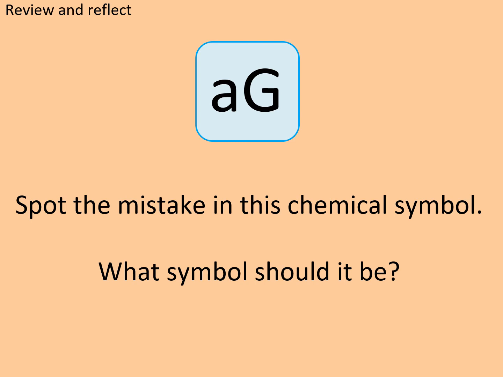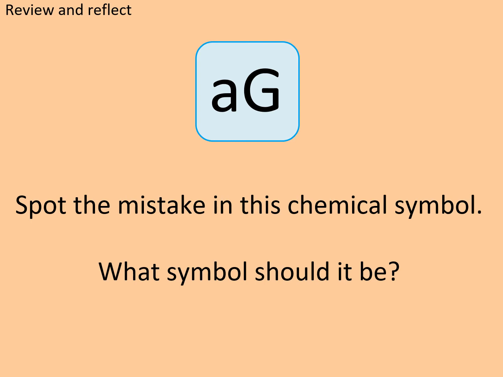Okay, so there is a very glaring mistake with how this chemical symbol has been written. This should be the symbol for silver. However, you can see that here it started with a lowercase a followed by a capital G. It always starts with a capital letter.